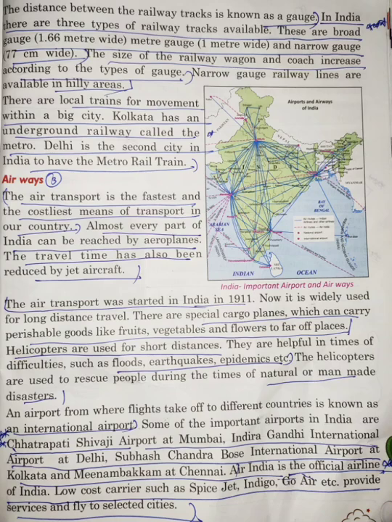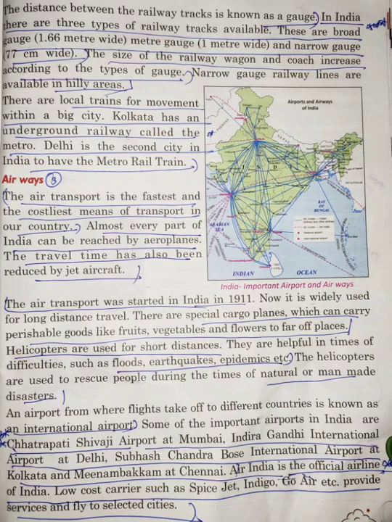Important international airports in India are Chhatrapati Shivaji Airport at Mumbai, Indira Gandhi International Airport at Delhi, Subhash Chandra Bose International Airport at Kolkata, and Meenambakkam at Chennai.